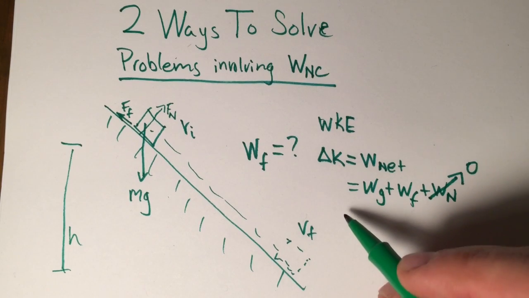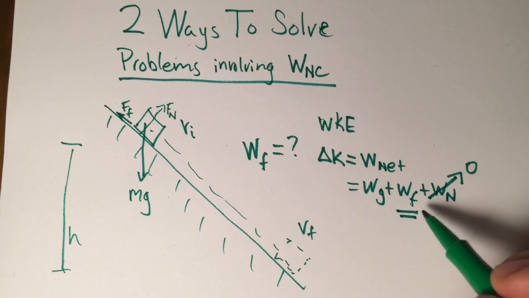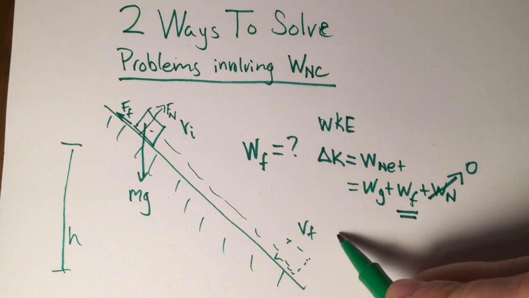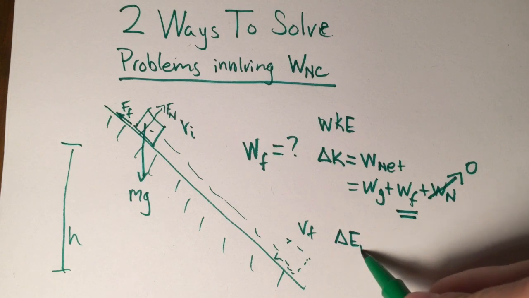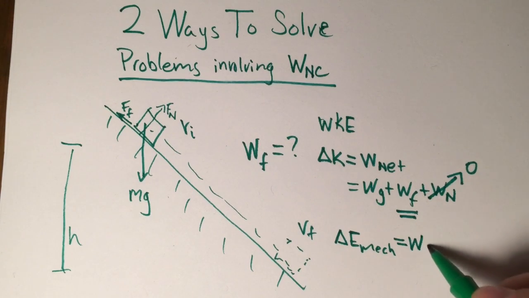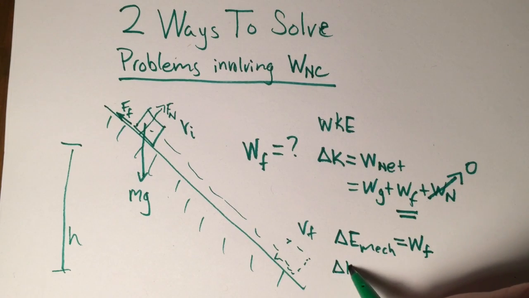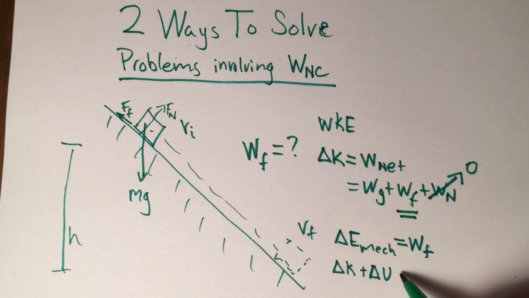Or, since we know that there's only one type of work that's non-conservative, what that means is that the change in the mechanical energy is only going to come from the work from the friction. Or another way to put that is the change in kinetic energy plus the change in potential is equal to the work of friction. So that's another way that you could do it, because you also know the change in kinetic and potential, and so you could figure out the work from friction.